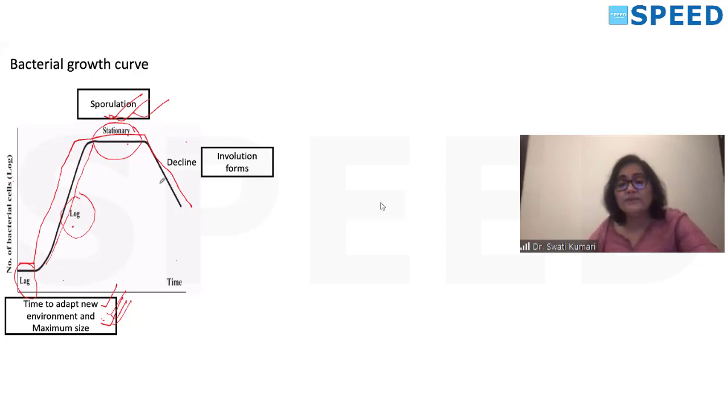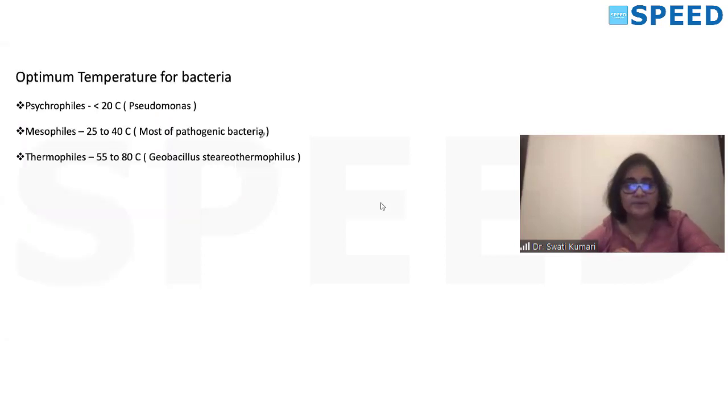Decline phase is the phase where you see involution forms. L forms and others are involution forms. Those involution forms you see in the phase of decline. So you have lag phase where bacteria prepare themselves to the external environment, log phase where they divide maximum, and stationary phase where spore formation, inclusion body formation, and polymetaphosphate formation will happen. Decline phase, where involution forms, L forms and other forms will form.